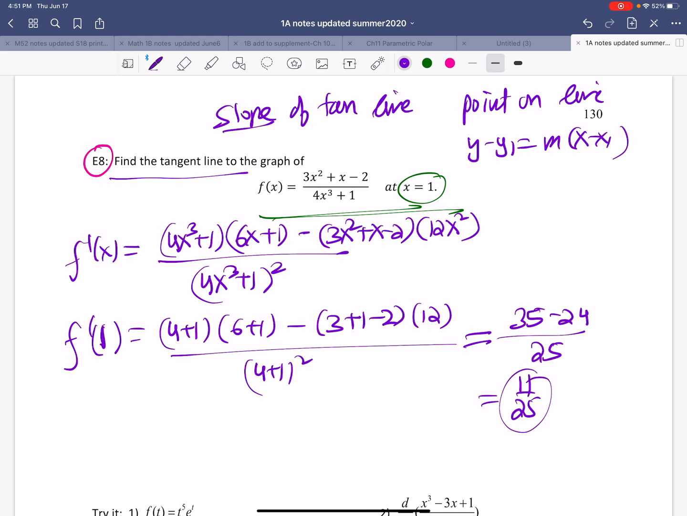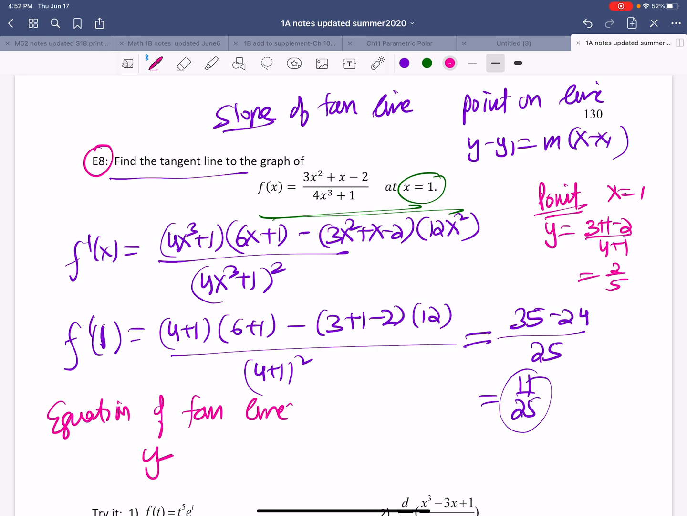Right. So now we can write y minus y1. And the point on the line, since I know that x is 1, when x is 1, y would be equal to 3 plus 1 minus 2 over 4 plus 1. And that's going to be 4 minus 2, which is 2, so 2/5. Okay. Now we are ready to write the equation of the tangent line.